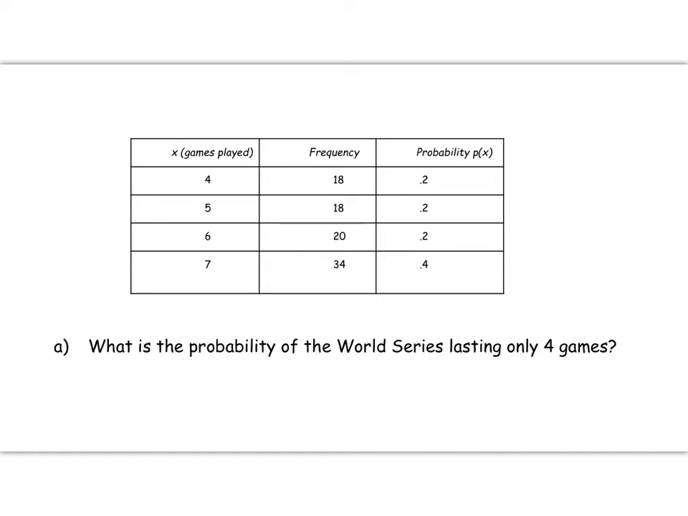So I'm going to take that same data and let's calculate the probability of the World Series lasting only 4 games. So only 4 games. 4 is only 4. 5 is more than 4, not only 4. So we're really looking for the probability of 4. And that is 0.2. I just go to my table over here. Probability of 4 is 0.2. We've already calculated it. Once we get to this stage, it's pretty easy.